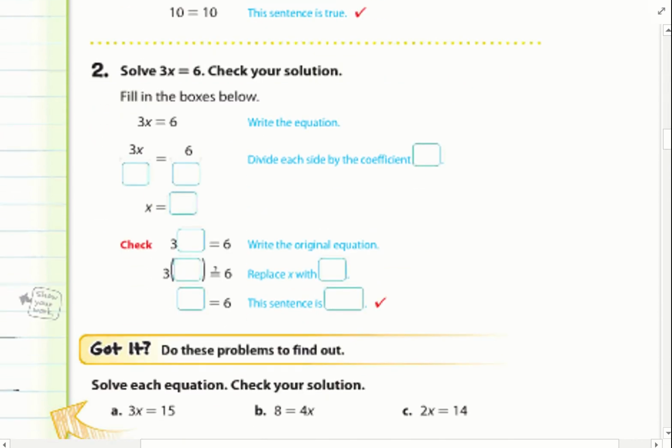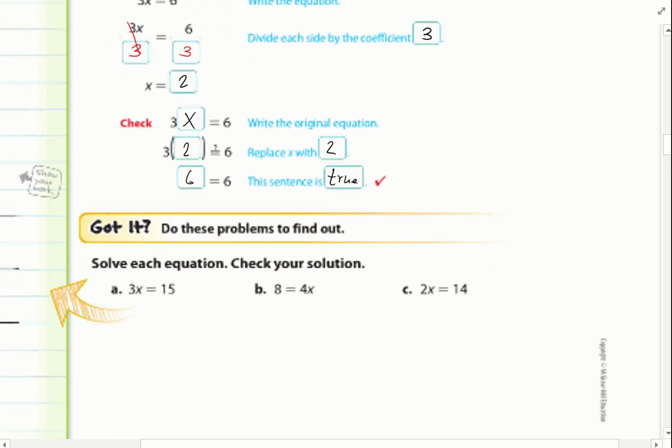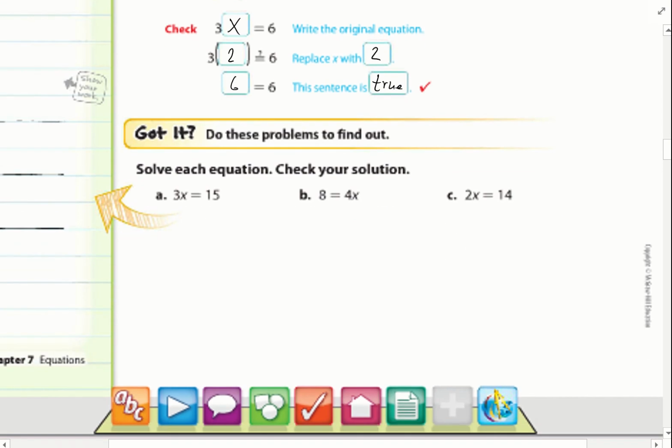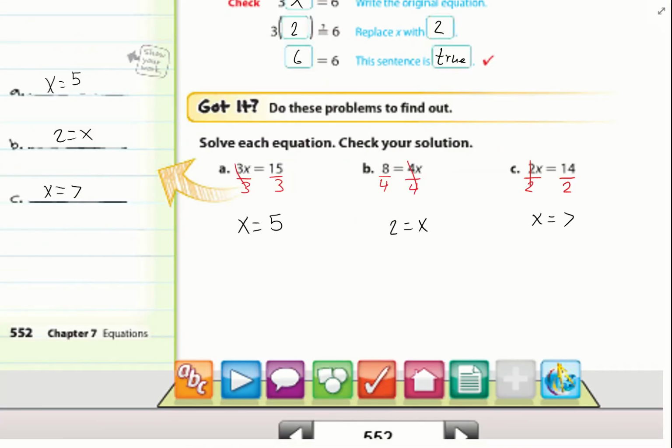So we have 3x equals 6. With 3x, we're going to divide each side by the coefficient 3, because we have to get the x by itself, so divide by 3, divide by 3. Those are going to cancel. And x equals 2. One way we can check is 3 times 2 equals 6. So 3x equals 6, 3 times 2 equals 6. So 6 equals 6. The sentence is true. So go ahead and try A, B, and C. So we have x equals 5, 2 equals x, and x equals 7.